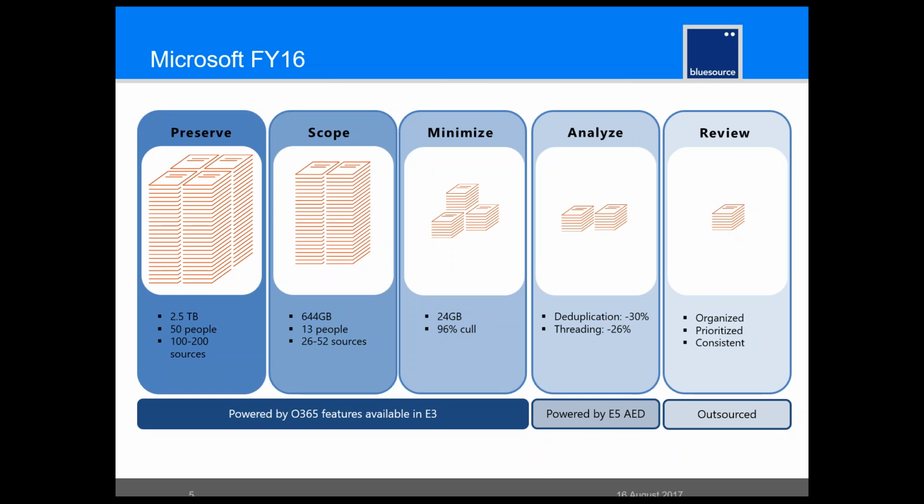They're getting about a 96% cull on that, so they're ending up with about 24 gigs worth of data for an average case. When they move over to the advanced eDiscovery tools within Office 365, they're able to gain an additional 30% in deduplication savings and an additional 26% through email threading. So finally, when the data goes to review, they have a very small data set, especially compared to what was collected at the outset. And it's also in a format that can be used by their outside attorneys. And so this is their case profile for FY16.